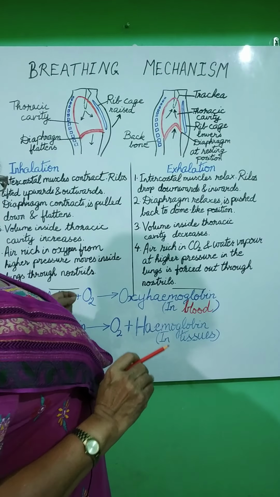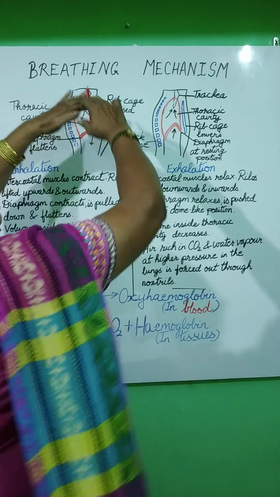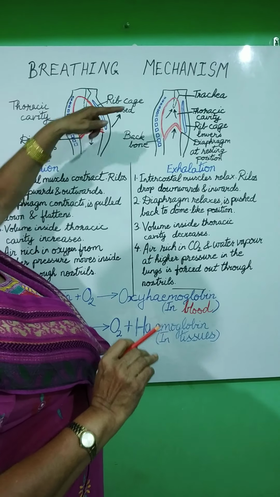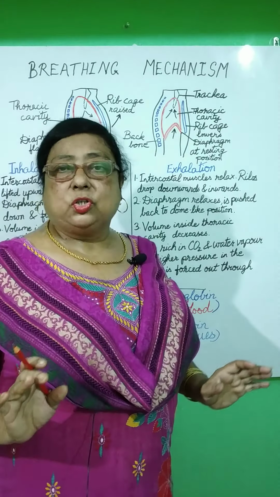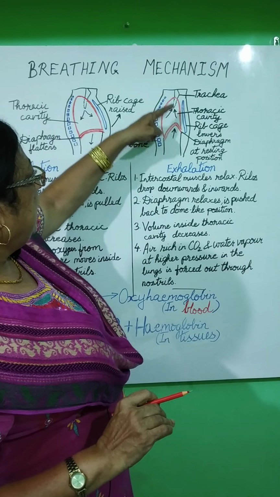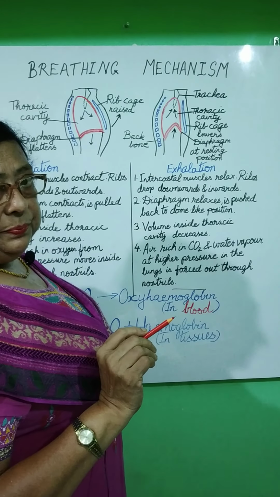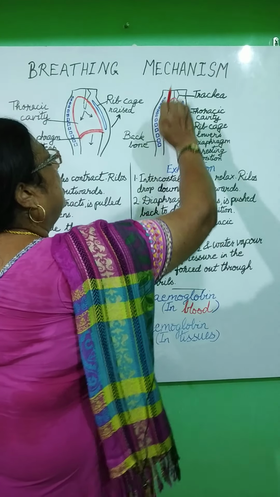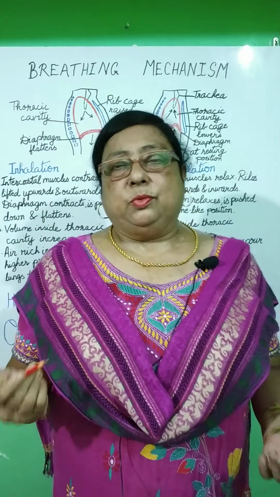Now the last one, which is given in your books. During inhalation, air rich in oxygen enters from higher pressure. Higher pressure is outside the body. Air rich in oxygen enters our lungs from the higher pressure and moves inside the lungs through our nostrils. And during exhalation, air rich in carbon dioxide and water vapor is at a higher pressure in the lungs and is forced out via the trachea and the nostrils into the outer atmosphere.